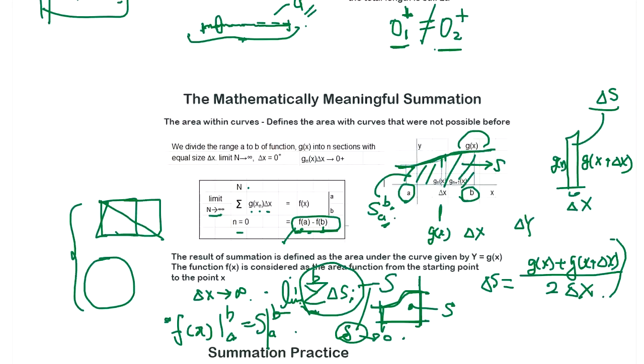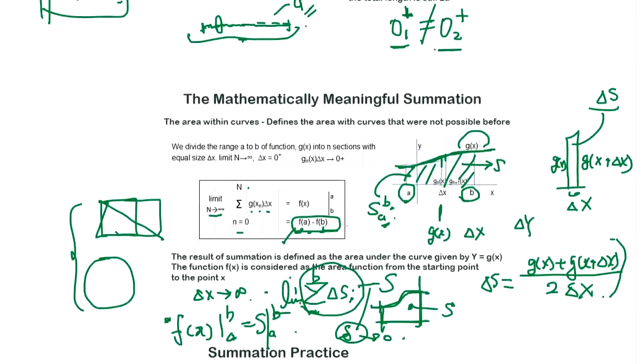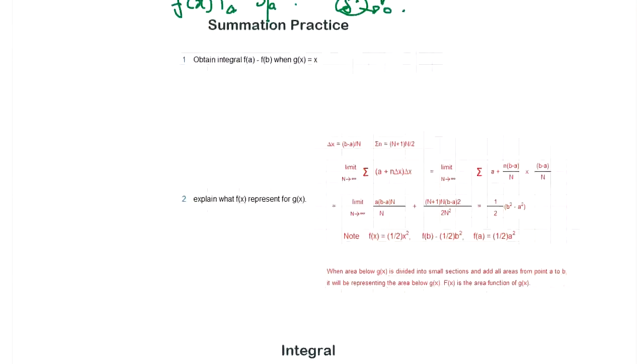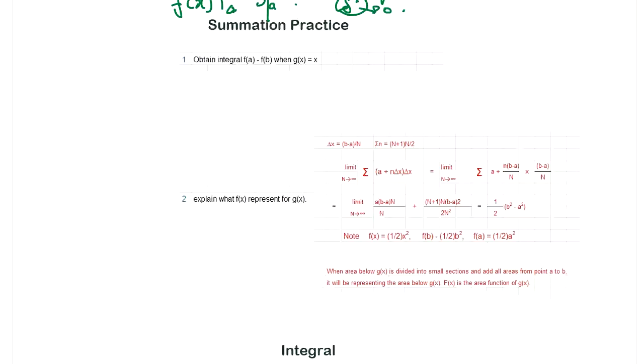Okay, so this is the application. The first application we can do by this summation of infinitesimally small numbers, and this process we call integrating. Integrating means adding all the infinitesimally small numbers to come up with a meaningful number.